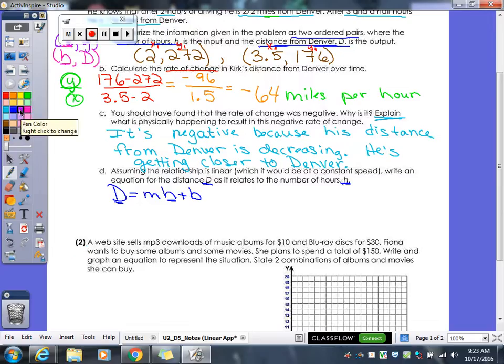So, do we know our slope? Yeah, we already calculated. Our slope was negative 64. Do we know our b value? No, we got to find that. So I'm going to pick one of my 2 points. I'm going to use this point up here. I'm going to plug 272 in for my d, negative 64 in for my slope, 2 in for my hours. We have to calculate our b first.